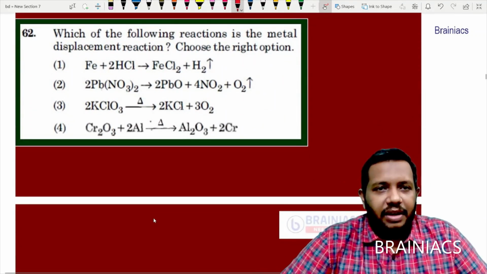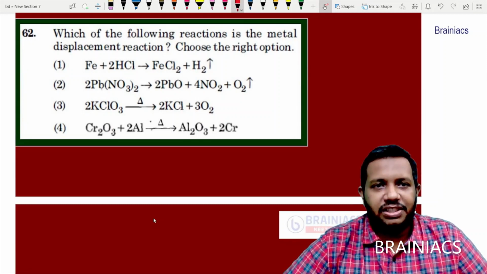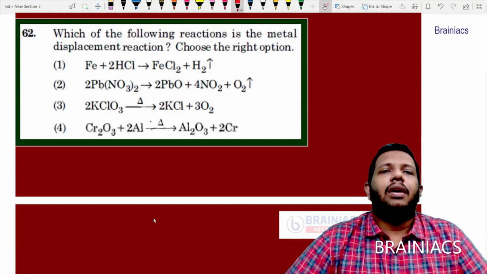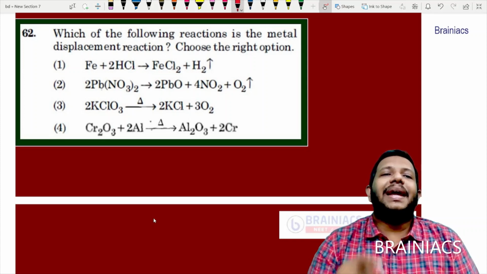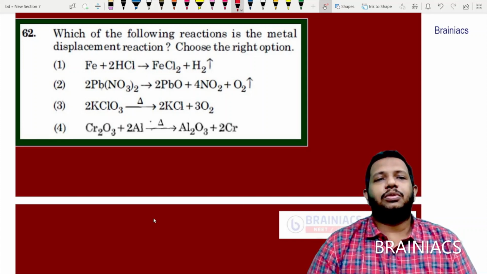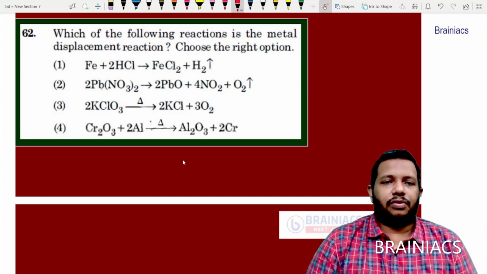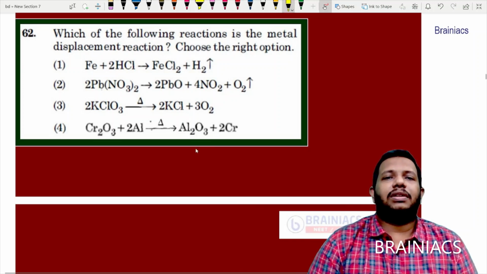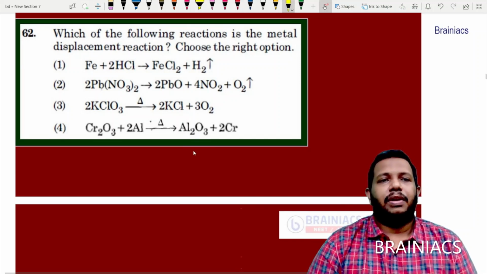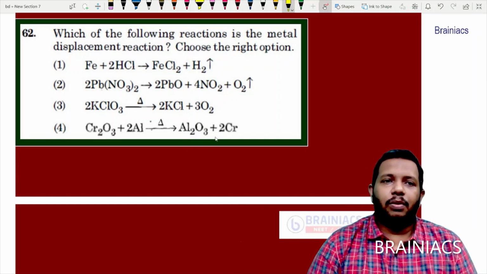Yes, we have a next question. I hope this is from the chapter redox reaction. Which of the following reactions is a metal displacement reaction? Choose the right option. Now we know that in a metal displacement reaction, a metal will be displaced during the course of the reaction.